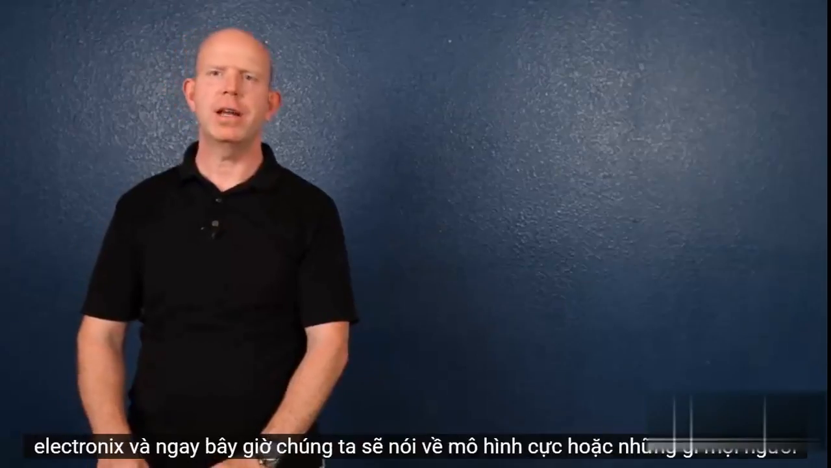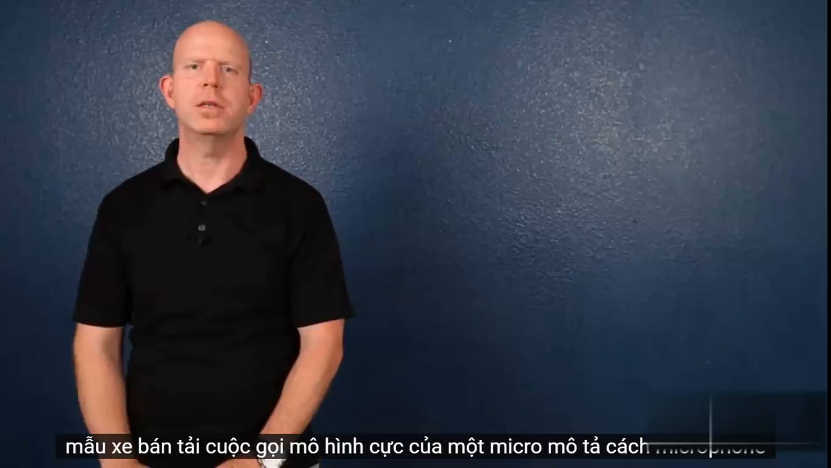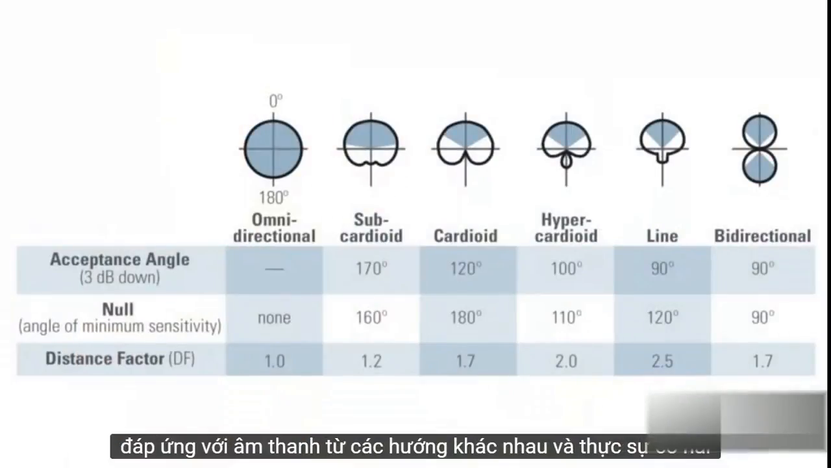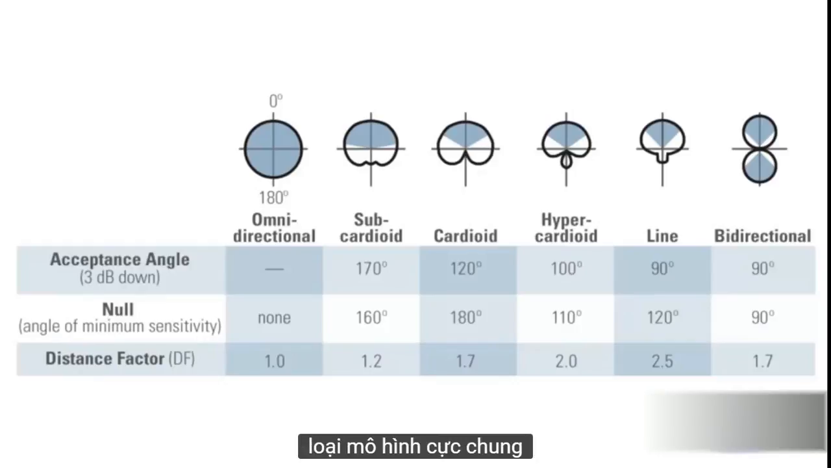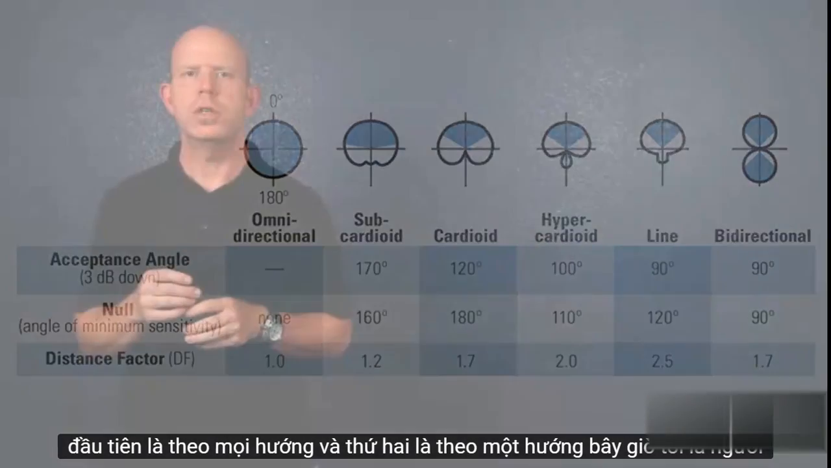Technic, and I'm here at Sonic Electronics, and right now we're going to talk about polar patterns, or what people call pickup patterns. The polar pattern of a microphone describes how a microphone responds to sounds from different directions. And really there are two general polar pattern types. The first is omnidirectional and the second is unidirectional.